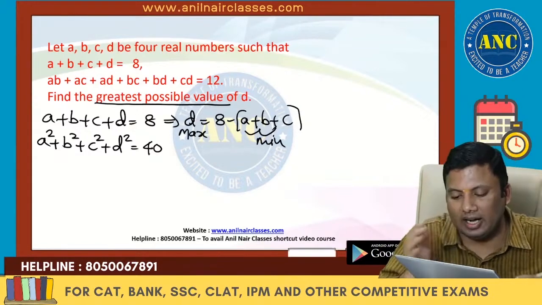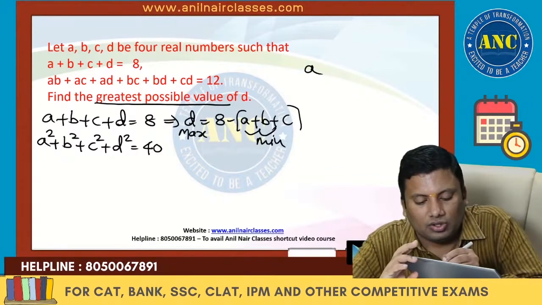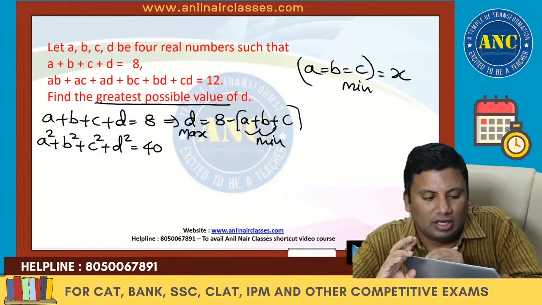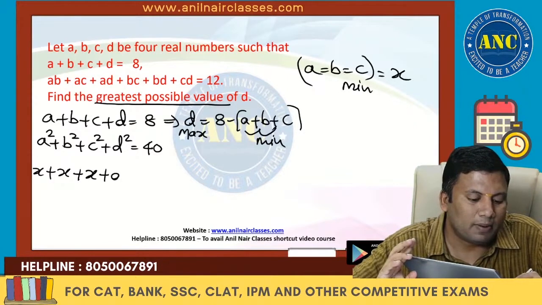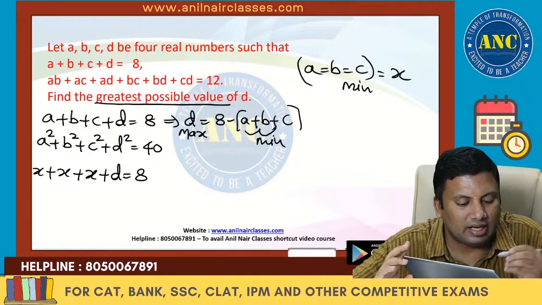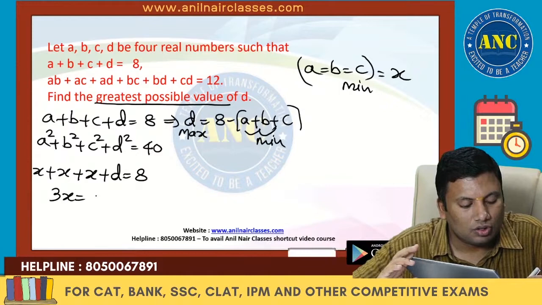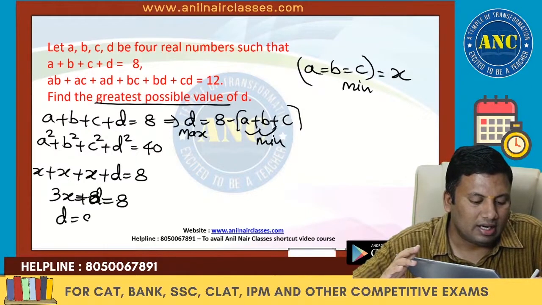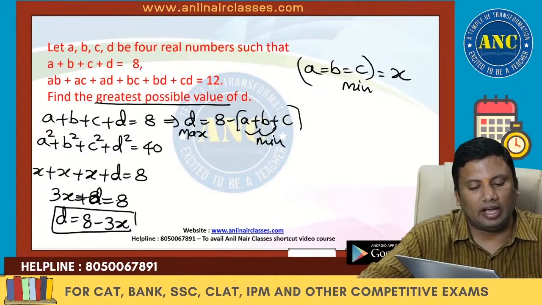It is given real numbers, so we don't know. If it is given natural numbers, I would have substituted 1. So a, b, c minimum value, let me call it as x. x plus x plus x plus d is nothing but 8. 3x plus d is nothing but 8. So d is nothing but 8 minus 3x.